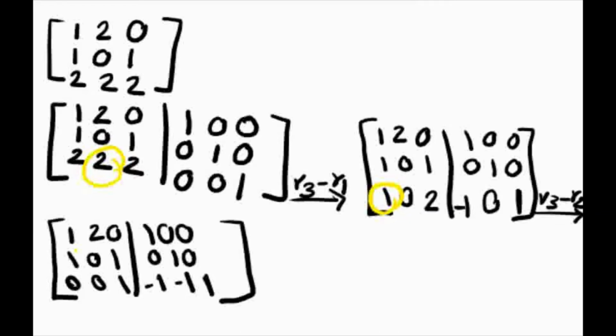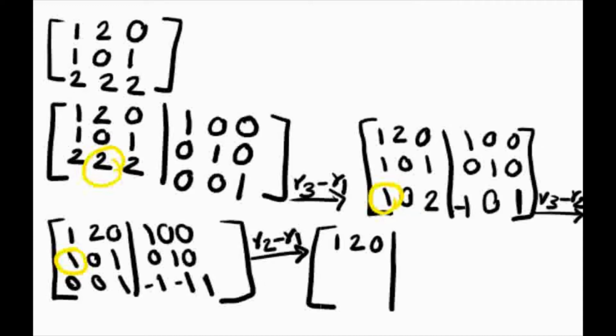For my next move, to me it looks that it's easier to change this to 0. So what I'm going to do is I'm going to use R2 minus R1, so then it will give me a 0. My first row, it's not going to change, so I'm going to write it down, 1, 0, 0. My second row, it's going to be minus first row. So 1 minus 1 will give me a 0. 0 minus 2 will give me a negative 2. 1 minus 0, it's going to give me a 1.